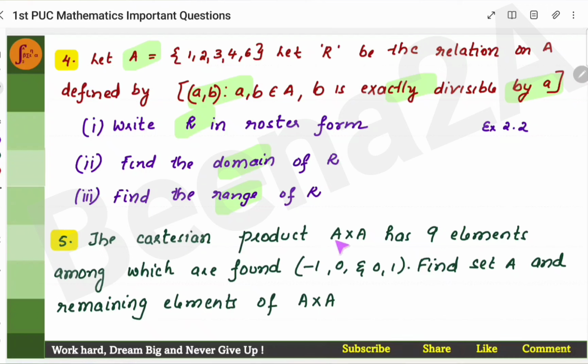Then here, a Cartesian product, A cross A, has been given. It has 9 elements. These are the elements, right? Find set A and the remaining elements of the Cartesian product. Obviously, set A will have -1, 0, and 1. That's all. Now you will have to find the Cartesian product. You have to find all the ordered pairs and form the Cartesian product.